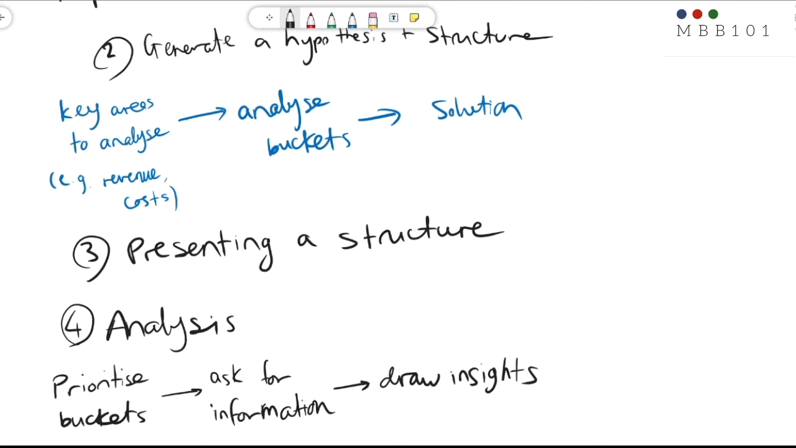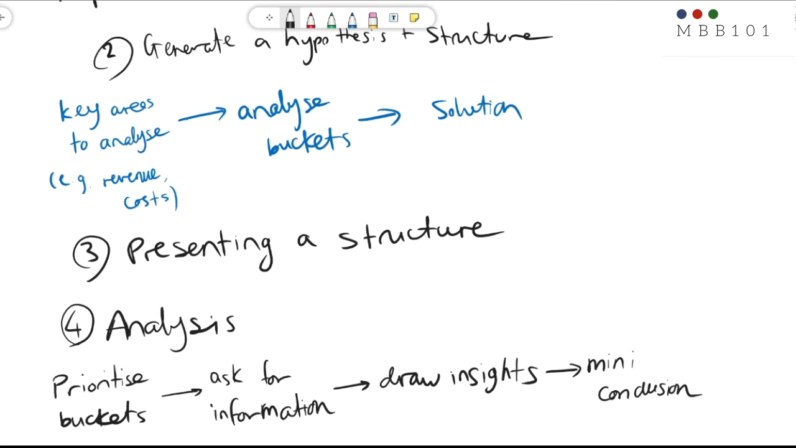Within that, though, you would also synthesize. So once you've analyzed and drawn insights from the information you have, you would do a mini conclusion of that bucket. For example, from this graph, I can see that costs rose heavily in 2014, which likely contributed to the declining profits that our client is facing. Then you just prioritize the next bucket and repeat the same process again.